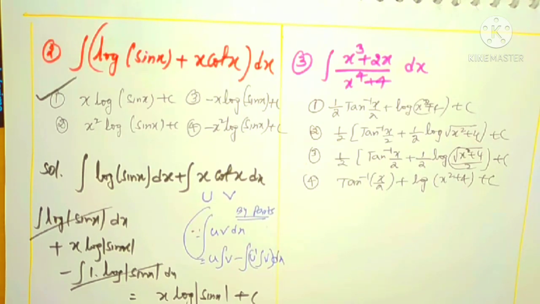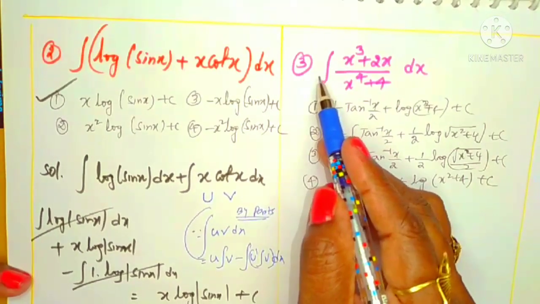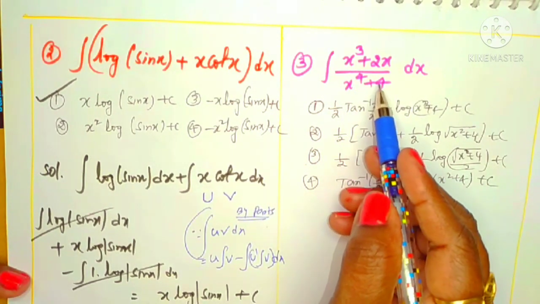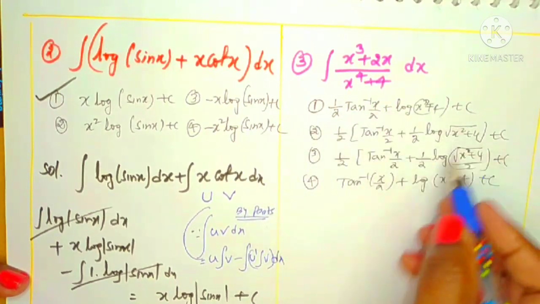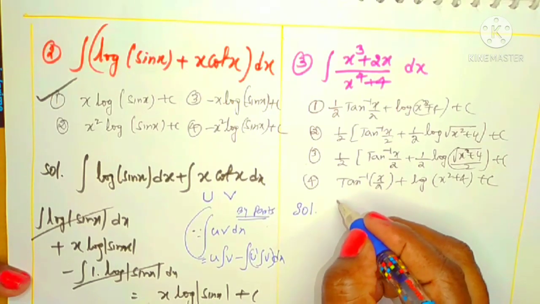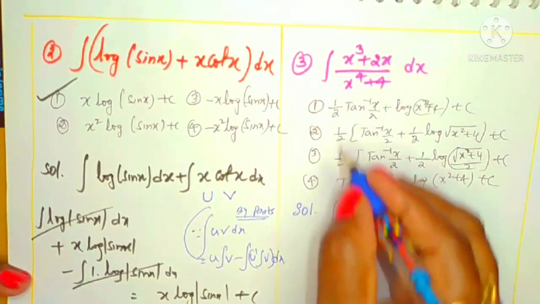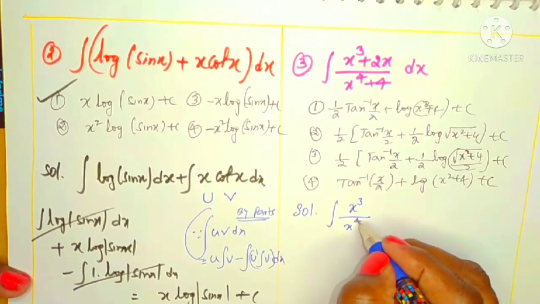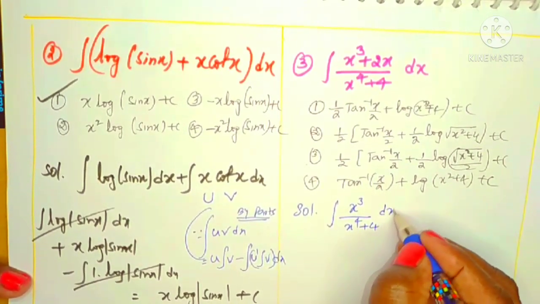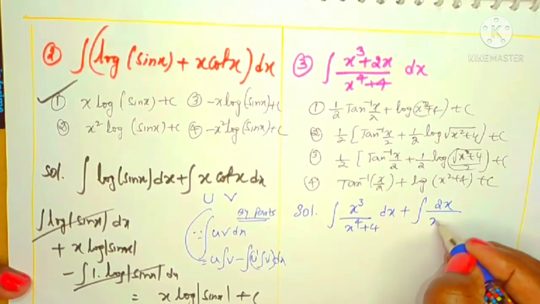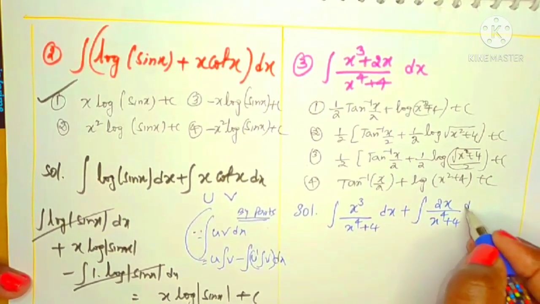To find out this question, what you have to do? What is given here? The integral of x cube plus 2x by x power 4 plus 4 is asked, and the options are also written. We can do it simply like this. First you can take the separation of two terms. What is the first term? x cube by x power 4 plus 4 with dx. The second term is 2x by x power 4 plus 4, right?